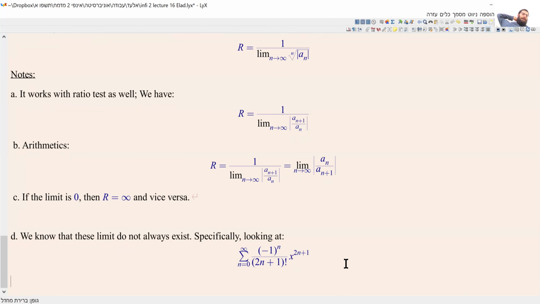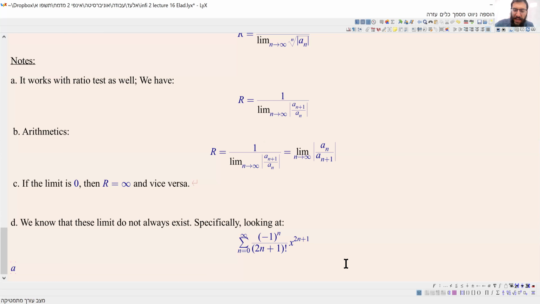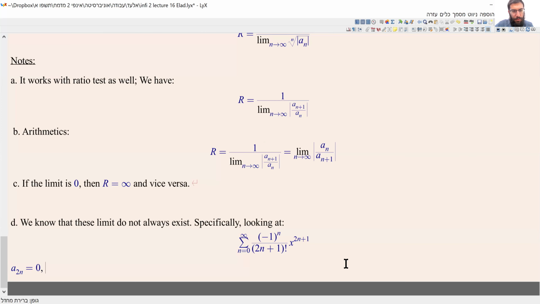Looking at that, every other coefficient is 0. Yeah, a to n. Oh, a to n is 0. And the ratio is not defined.